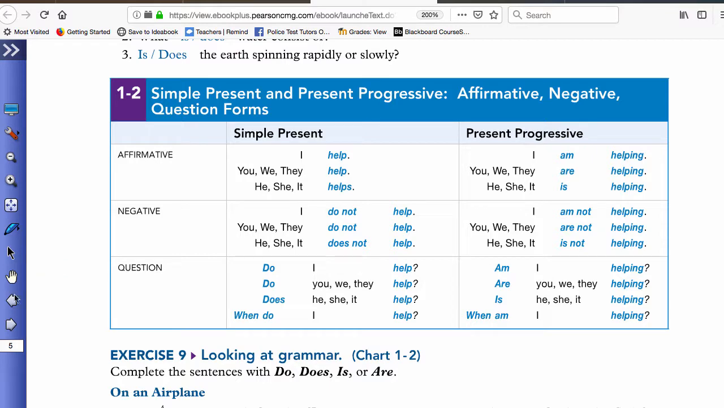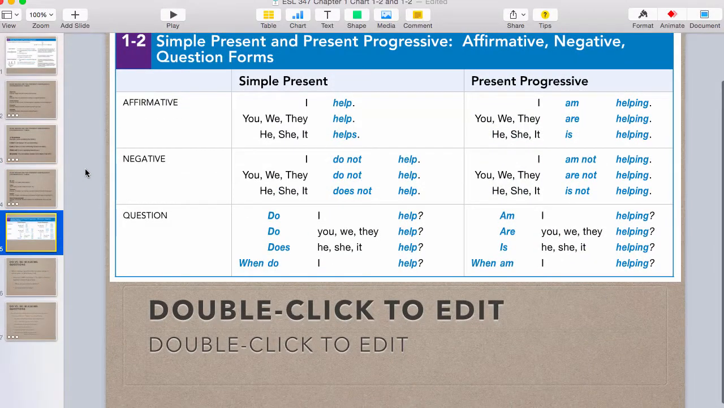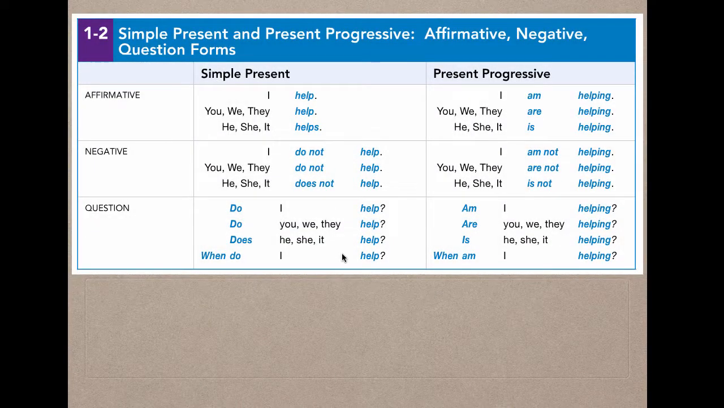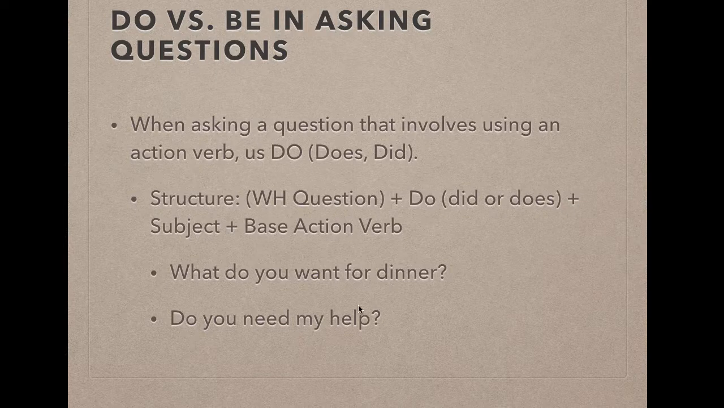I'm going to take you over to the PowerPoint here. And I'll put us up into our play mode. And here's the chart you're looking at now. So let's look at the first thing. Do versus be in asking questions. Okay? So the very first thing is when asking a question that involves using an action verb: I run, I skip, I jump, I eat, I talk, any of our action verbs. We're going to use do. Or does if it is in the third person singular, or if you're talking about the past, you'd say did. But right now, we are concentrating on the present tense.